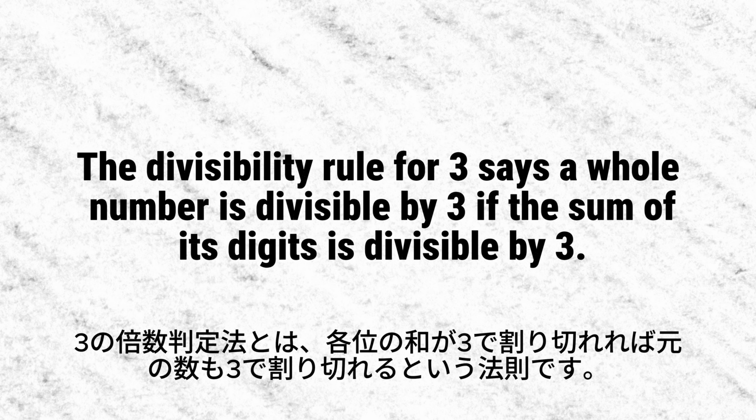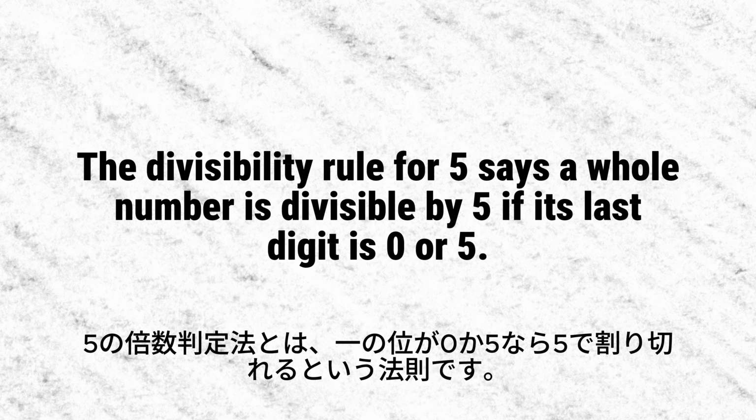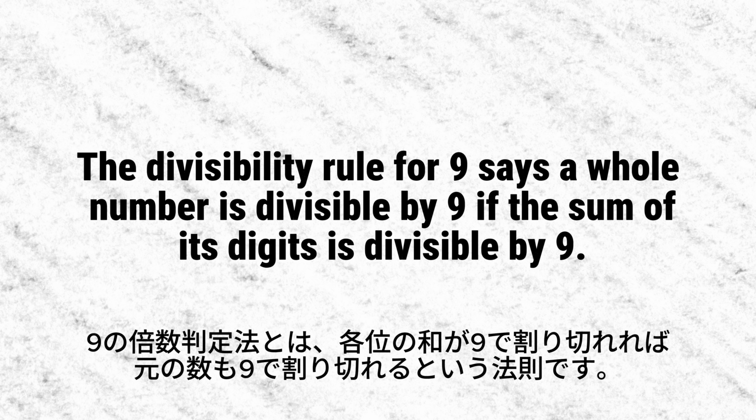The divisibility rule for 3 says a whole number is divisible by 3 if the sum of its digits is divisible by 3. The divisibility rule for 5 says a whole number is divisible by 5 if its last digit is 0 or 5. The divisibility rule for 9 says a whole number is divisible by 9 if the sum of its digits is divisible by 9.